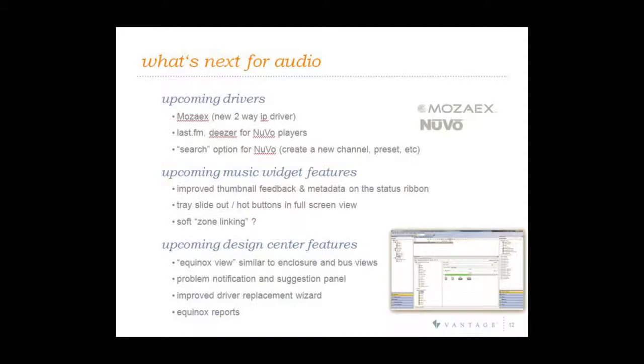We're going to be adding an Equinox View similar to enclosure view and area views, bus views, etc., where you can, at a glance, see everything going on inside of the widget arena, whether it be a 7.3 or a tablet, and what widgets will populate with what information before you even dump it down to the controller.